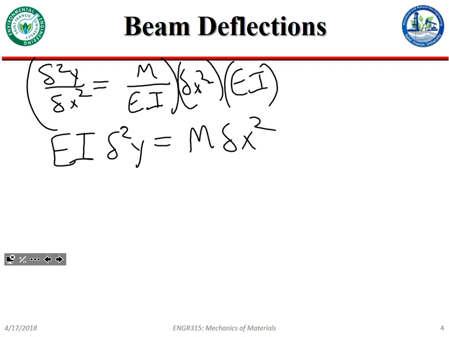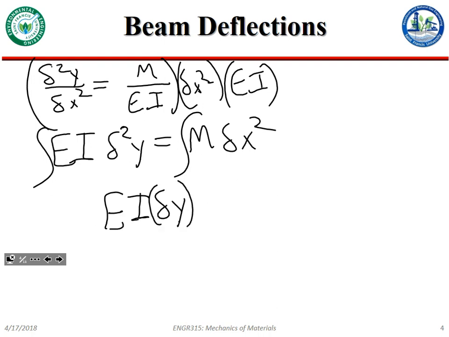Sweet. Let's integrate. So integrate once. Shame on me. Integrate twice. Sorry, that was bad. So integrate once, get like an EI dy equals, and sorry, bounds are probably a good thing for what you call that side.